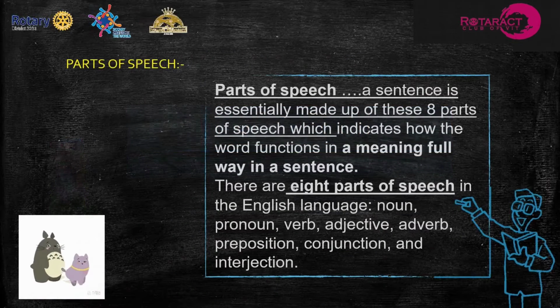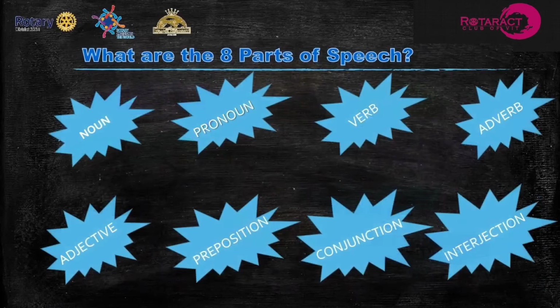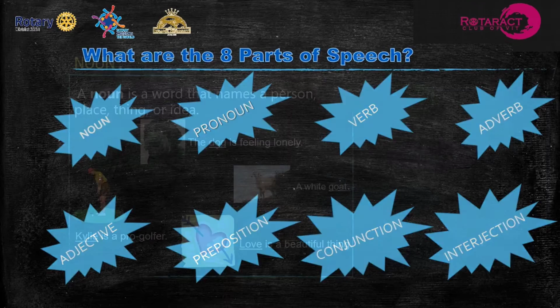A sentence is essentially made up of these 8 parts of speech, which indicates how the word functions in a meaningful way in a sentence. There are 8 parts of speech in the English language. They are noun, pronoun, verb, adverb, adjective, preposition, conjunction, and interjection.